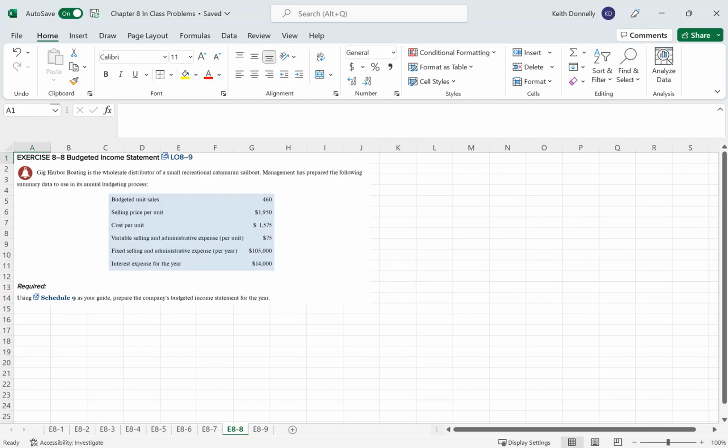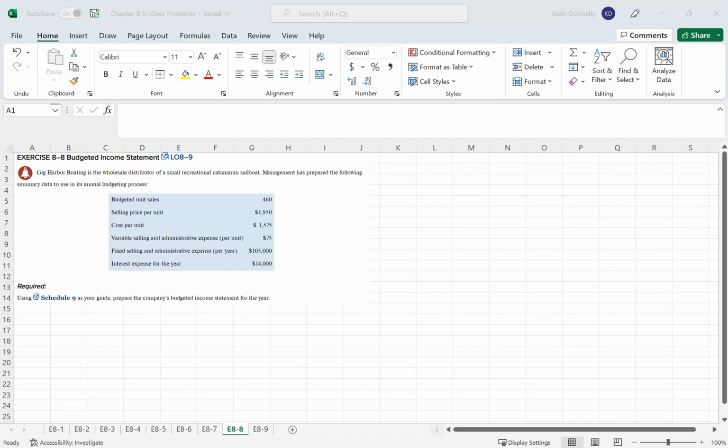All right, so let's go to exercise 8.8 here. It says Gig Harbor Boating is a wholesale distributor of a small recreational sailboat. Management has prepared the following summary data to use in its annual budgeting process. So they're giving us budgeted unit sales, what we plan to sell it per unit, the cost per unit, variable and fixed selling and administrative, one's on a per unit, one's on a per year basis, and then interest expense. They want us to prepare the budgeted income statement.